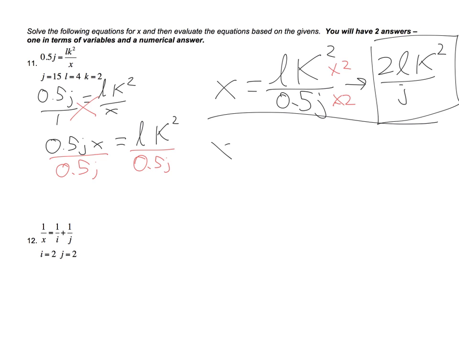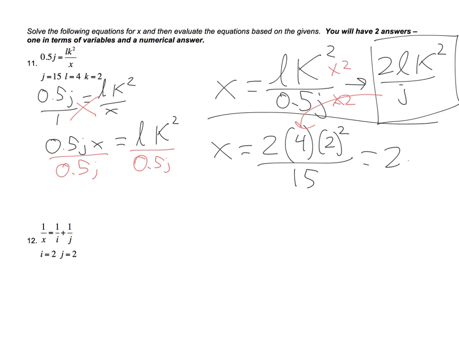So what I'm going to do is substitute in for L, which I know is equal to 4, for K, which is equal to 2, that quantity is squared, and for J, which is equal to 15, just taking this expression down here and plugging in those quantities, and I find that X in this case is going to have a value of 2.13 depending on how you round it.